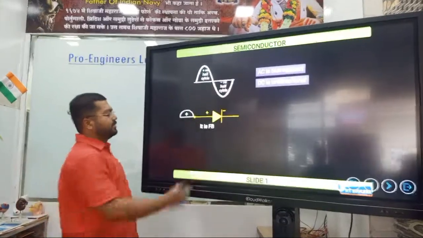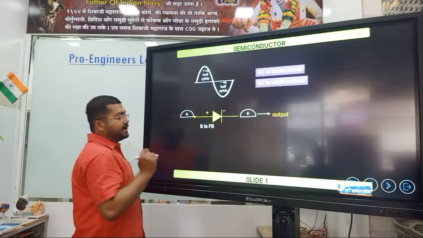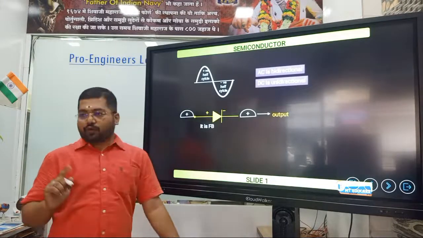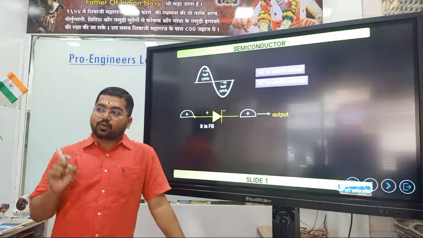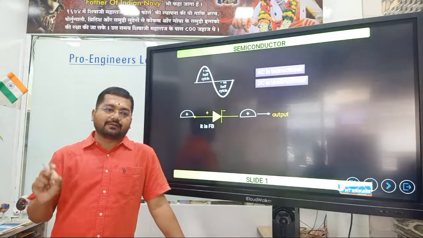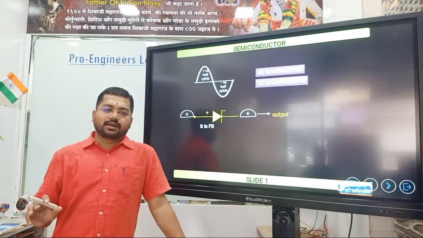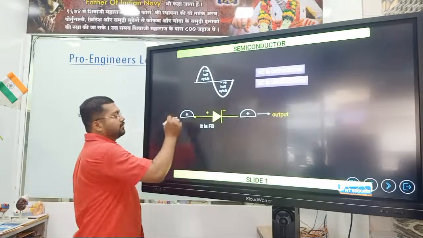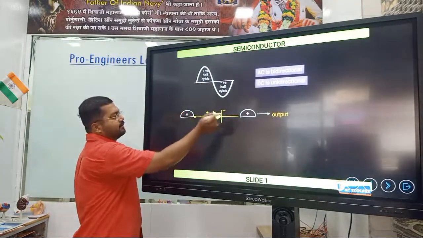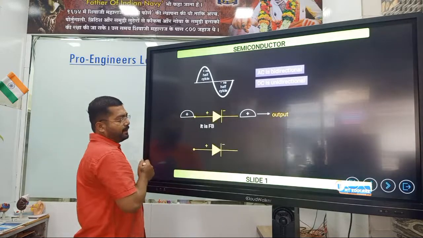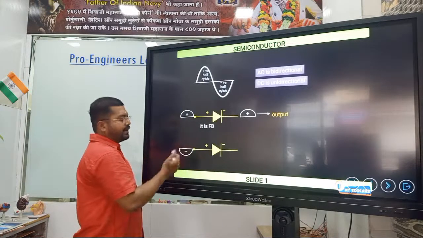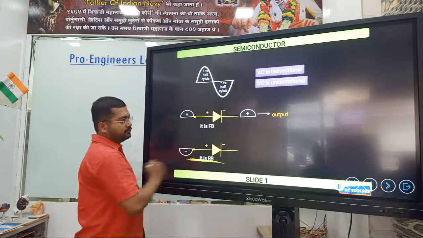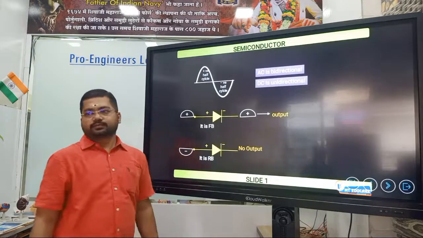It is in forward bias. If the diode is connected in forward bias, it will conduct only for the positive half cycle. It will not conduct for the negative half cycle. Therefore, whatever positive signal we have given, we got the output. Right? Yes. Now, for the negative half cycle, what will happen? No. Keep this in mind.